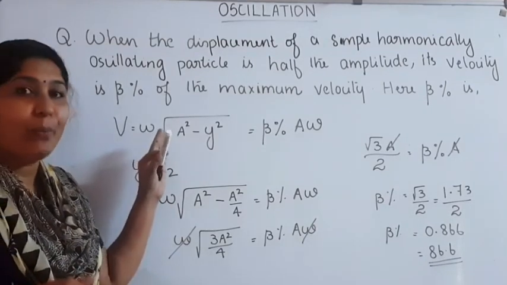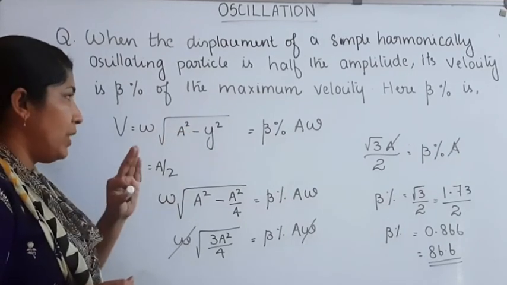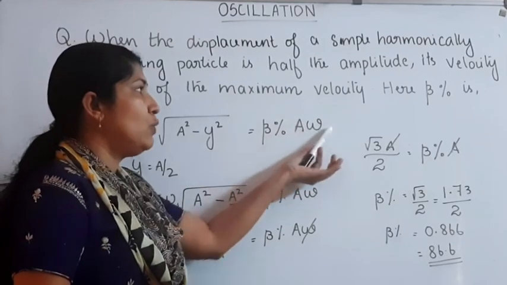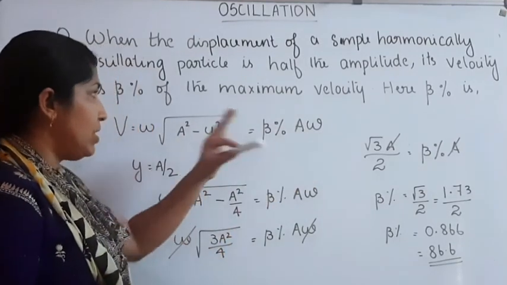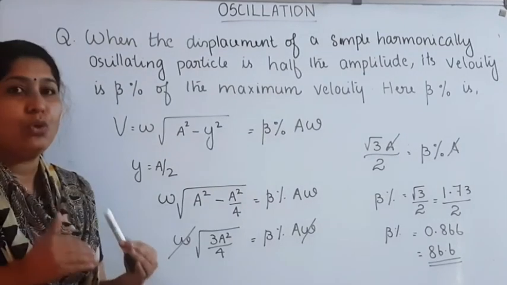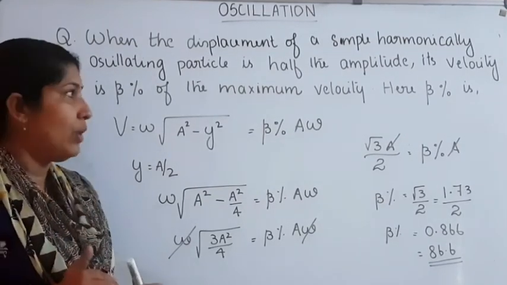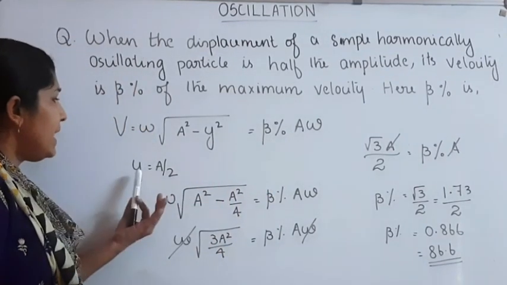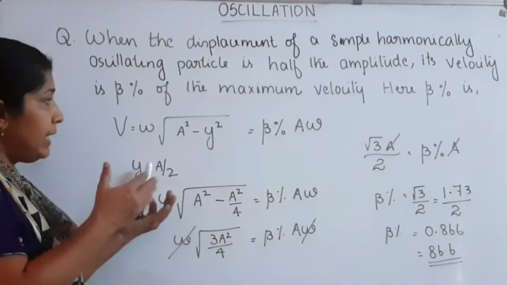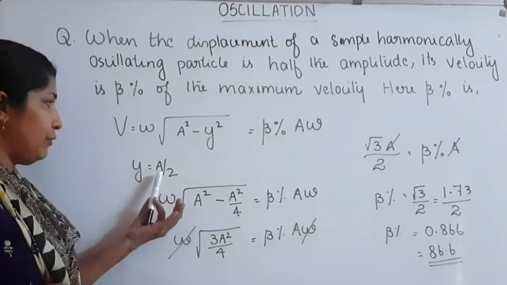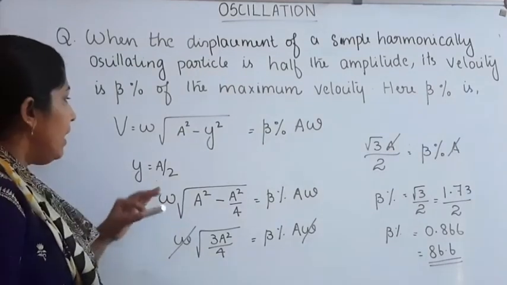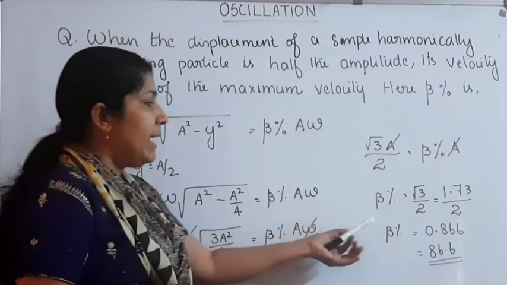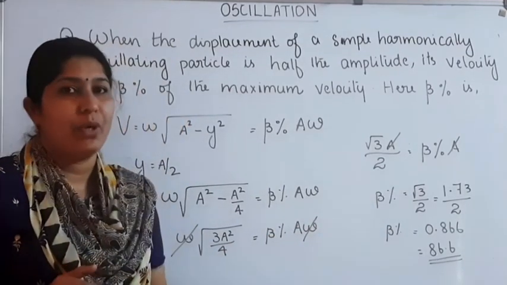This is the general equation for the velocity. Velocity v is equal to omega into root of a square minus y square. That is equal to beta percentage of maximum velocity. Maximum velocity is equal to a omega. Both these equations are very, very important. Displacement is also given, half the amplitude, that is a by 2. Then on substituting that value, we can solve the question, and beta percentage is equal to 86.6.